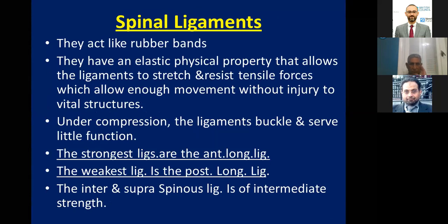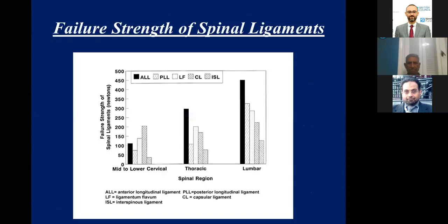Under compression, the ligament buckles and serves little function. The strongest spinal ligament is the anterior longitudinal ligament, while the weakest ligament is the posterior longitudinal ligament. The interspinous and supraspinous ligaments are of intermediate strength between the anterior and posterior longitudinal ligaments.